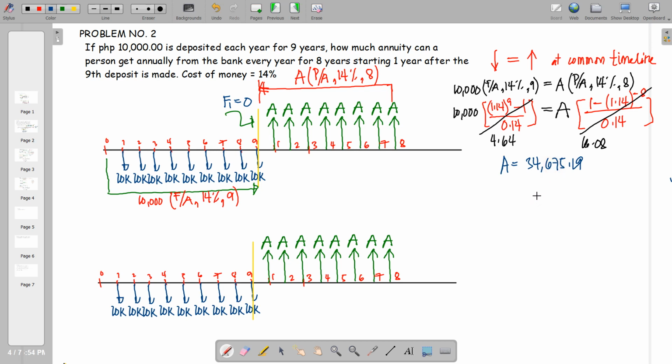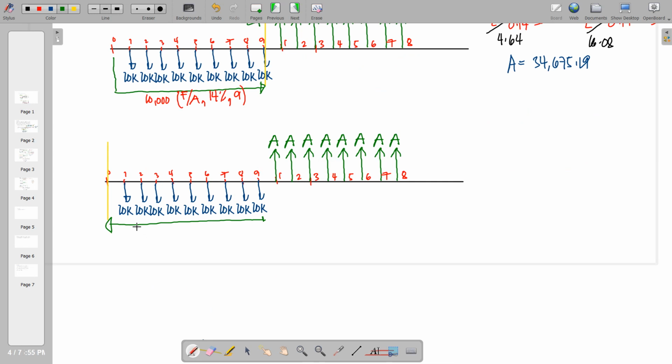So we'll have an annuity of 34,675.19. As an alternate solution, again, you can use another timeline. Say you're going to choose this present time. So first you bring this 10,000 disbursement to the present time.